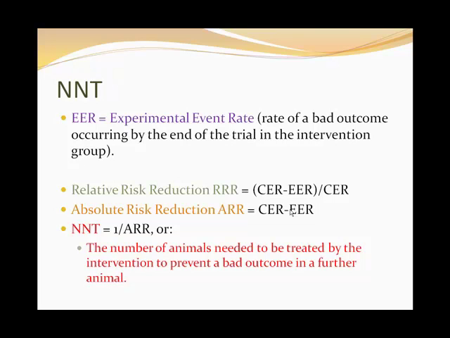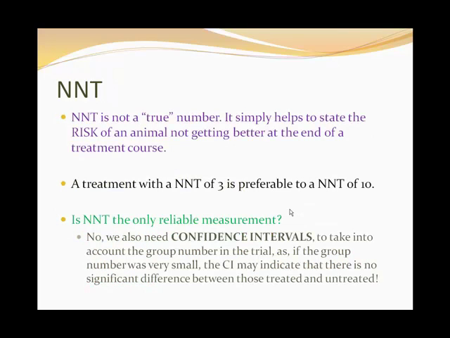Now, by using some simple calculations on the recovery rates, we can get NNT, which is the inverse of absolute risk reduction. NNT in English is the number of animals needed to be treated by the intervention to prevent a bad outcome in a further animal. So as we can see, NNT isn't really a true number, it's a best guess. It simply states the risk of a group of animals in a population getting better or not at the end of the treatment course. Now, NNT is usually an integer, and the lower the NNT, the better the intervention.